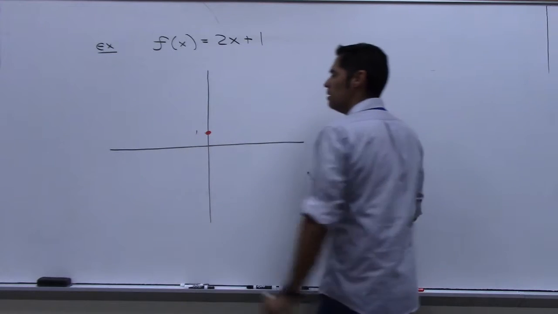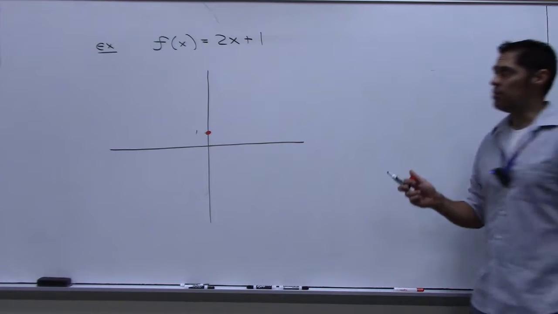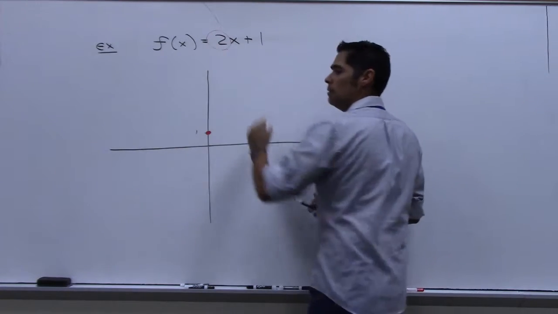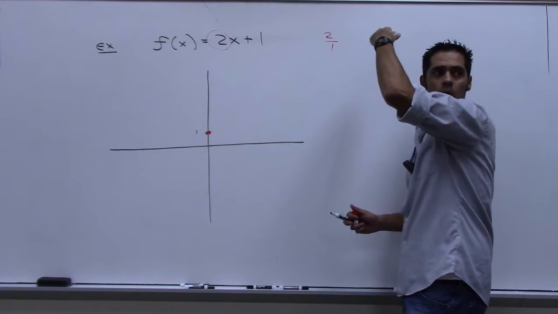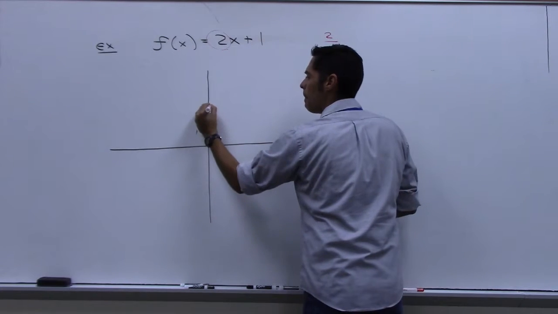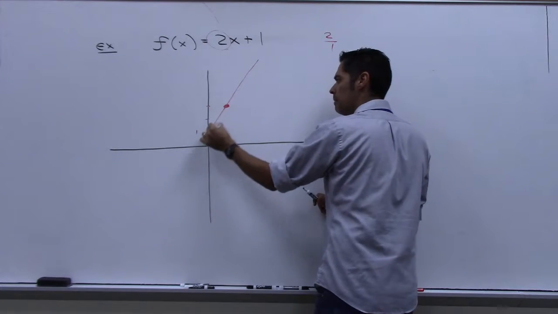Say that's 1. And then to get to another point on this line, I would use the slope, which is 2, right? Slope is 2 over 1. I go up 2 over 1. So up 2, and then over 1. That put me here, and I draw this line, like this.